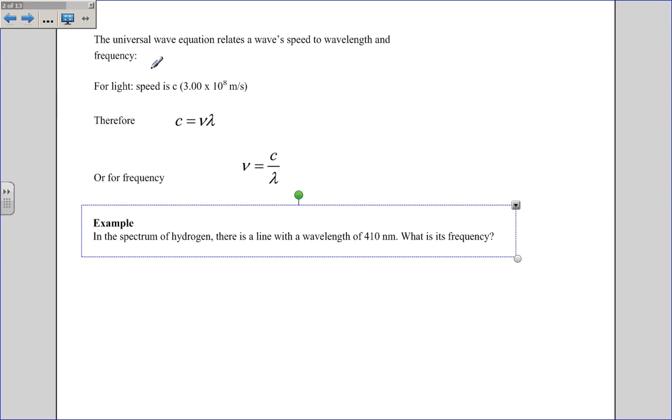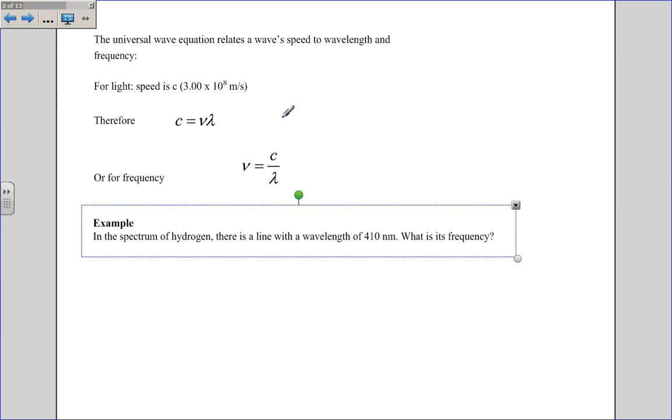A formula that you learned in grade 10 science was the universal wave equation. What it's going to do is relate the wave's speed, wavelength, and its frequency. Now, as you know, light travels at the speed of light, which is 3.0 times 10 to the 8 meters per second. We use the symbol c to represent the speed of light. The speed of light is actually equal to the frequency of that light times its wavelength.